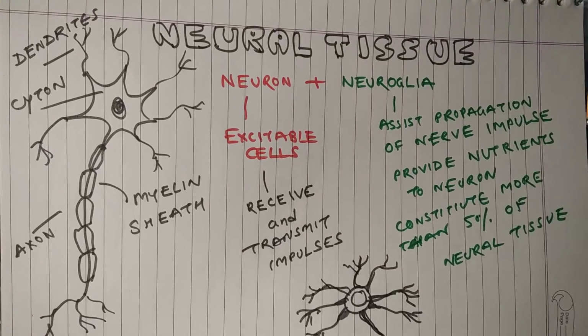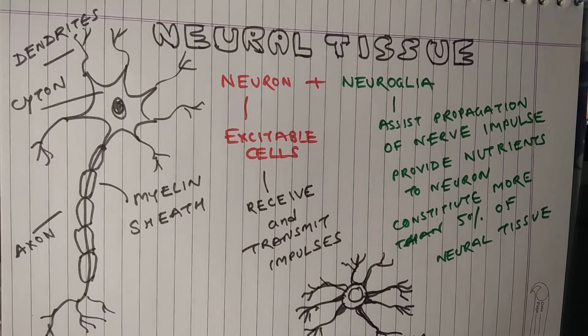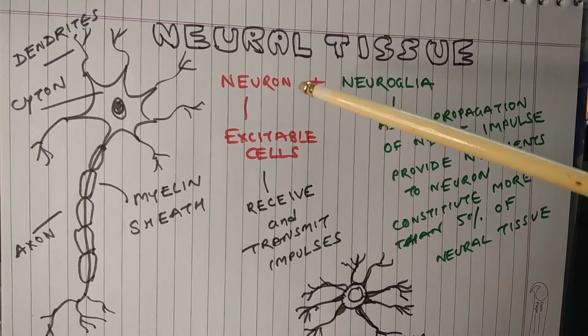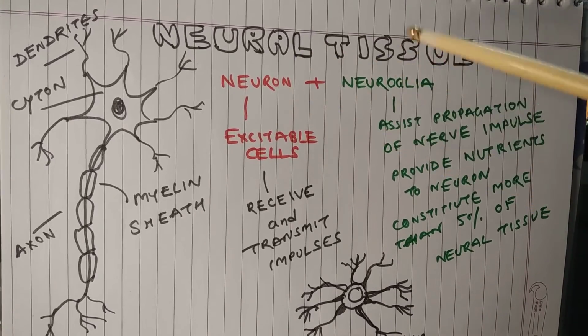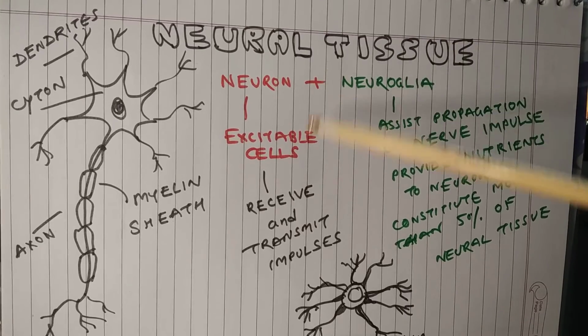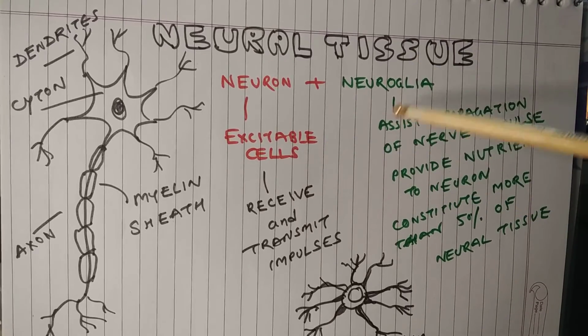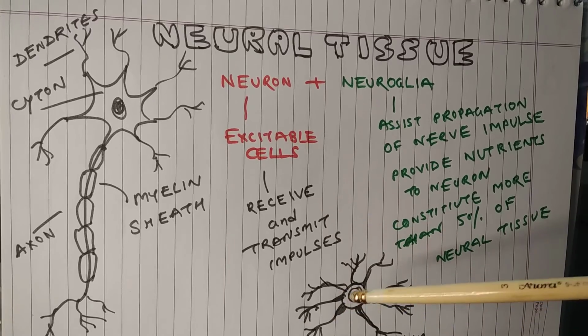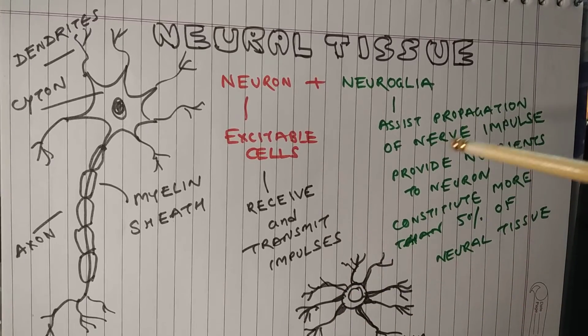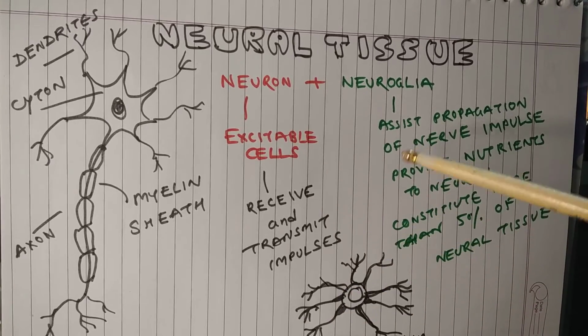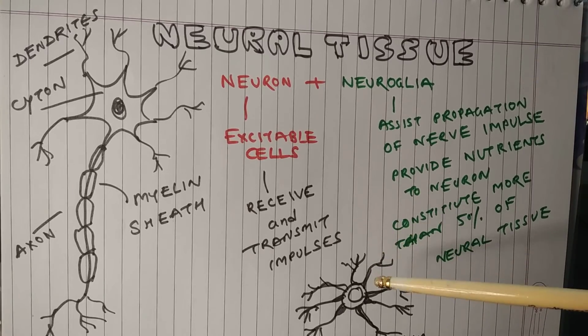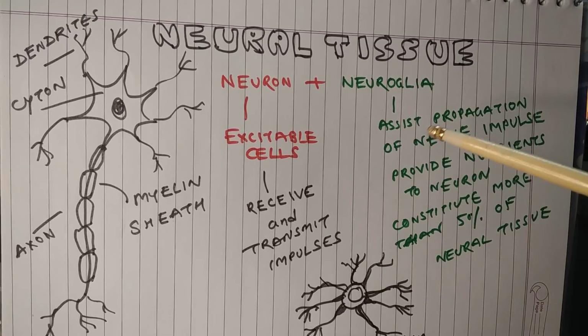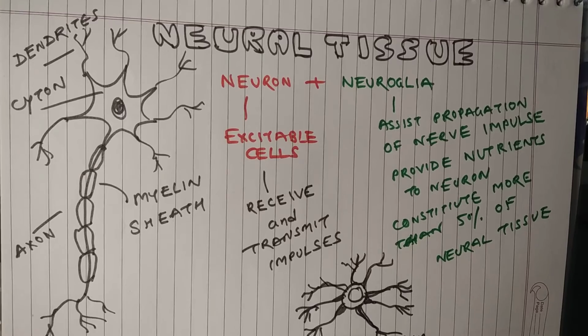Neural tissue. I have combined this topic along with muscle tissue because this is a small topic. Neural tissue is composed of neuron and neuroglia. Neurons are excitable cells. They receive and transmit nerve impulses, and neuroglia are supportive cells. They assist propagation of nerve impulses, and they provide nutrients to neuron. In fact, more than 50% of neural tissues is composed of neuroglia.